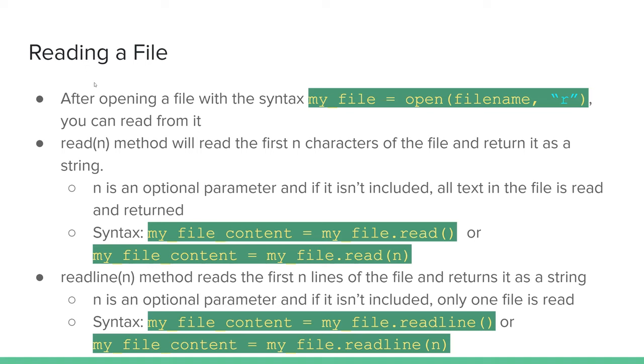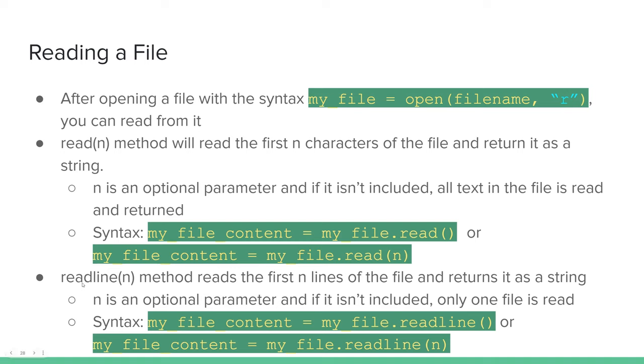So, reading a file. After opening a file with the syntax myfile equals open(filename, 'r'), you can read from it. There are two main ways of reading from a file. The first way is the read method. read(n) will read the first n characters of the file and return it as a string. n is an optional parameter, and if it is not included, then all text in the file is read and returned.